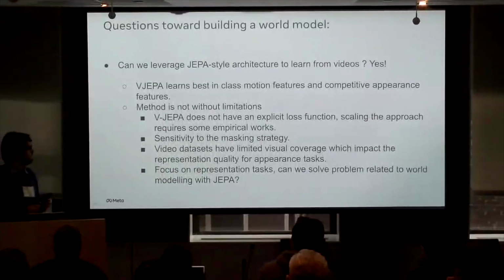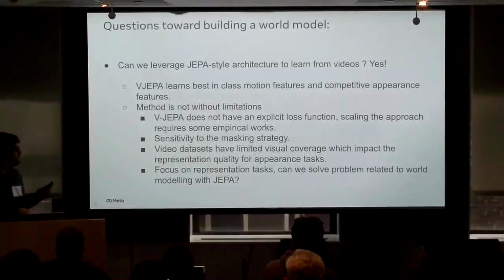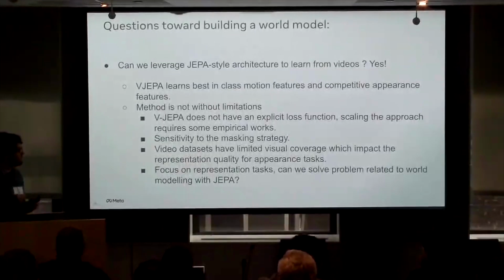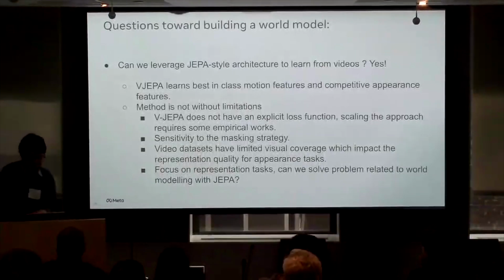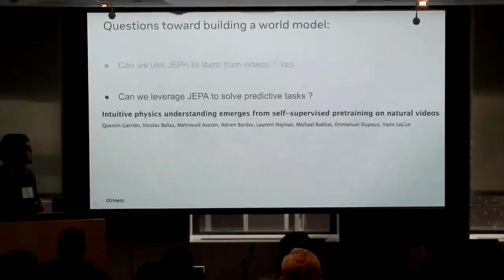We have a sensitivity to masking, which is a bit disappointing in the sense that with SSL you want to learn a universal representation, but then you have to specify handcrafted masks to make them work well on some downstream task. The last one is that this is a video approach. We only train on video data, so we have limited visual coverage, which impacts the quality of the representation for appearance features. But I think the main limitation is that we started with the motivation of learning a world model, and we focus only on understanding tasks. So there is a disconnect, and this is what we're trying to address in the next project.